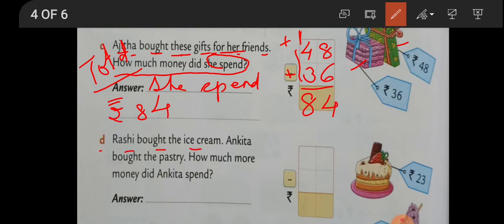Okay, beta. Next now, D. Rashi bought the ice cream, and Ankita bought the pastry.